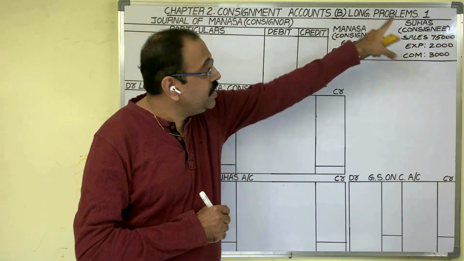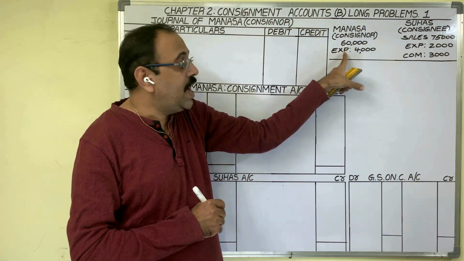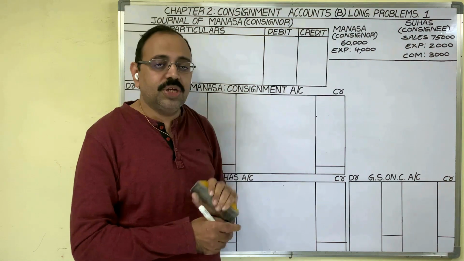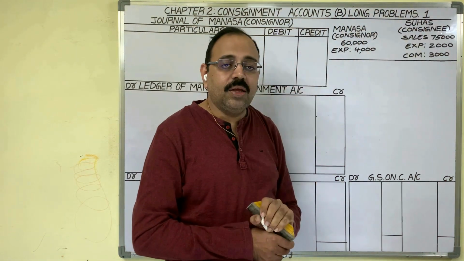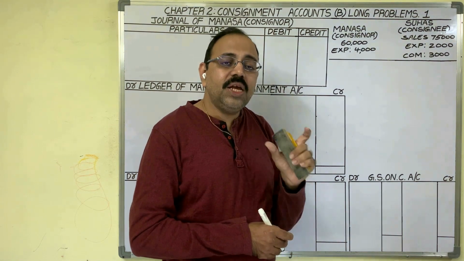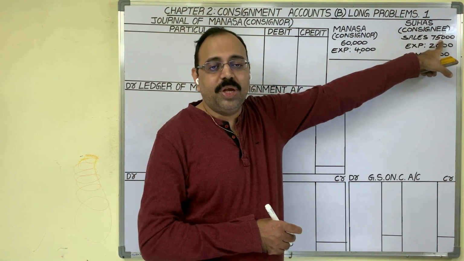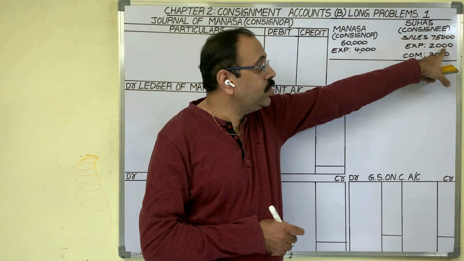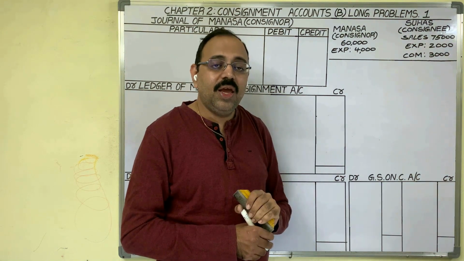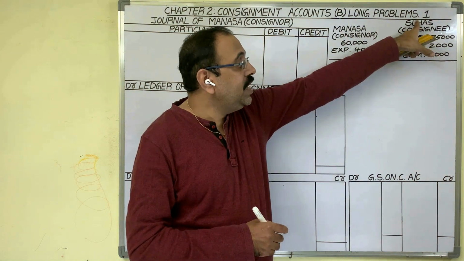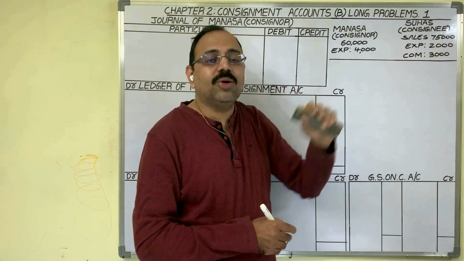Then, to send these goods, Manasa incurred some expenses. Her expenditure is 4,000 rupees. Then the goods reached the consignee, Suhas. The consignee sold all these goods for 75,000 rupees. The consignee spent 2,000 rupees to sell these goods. What is the benefit to the consignee? On this sale, the consignee gets some commission. His commission amount is 3,000 rupees.